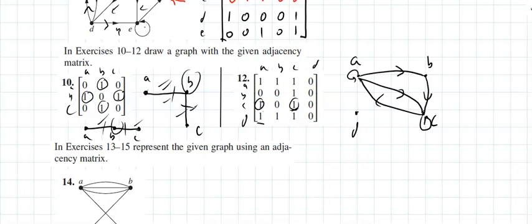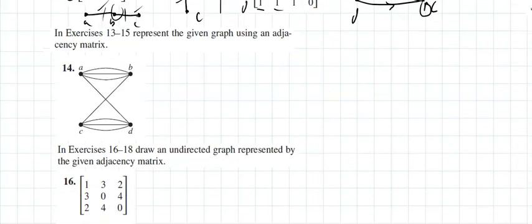D has a connection to A, a connection to B, a connection to C, but no loop to itself. And that's pretty much it. Represent the graph using adjacency matrices. Okay, how does this work? There's only 4 of them.